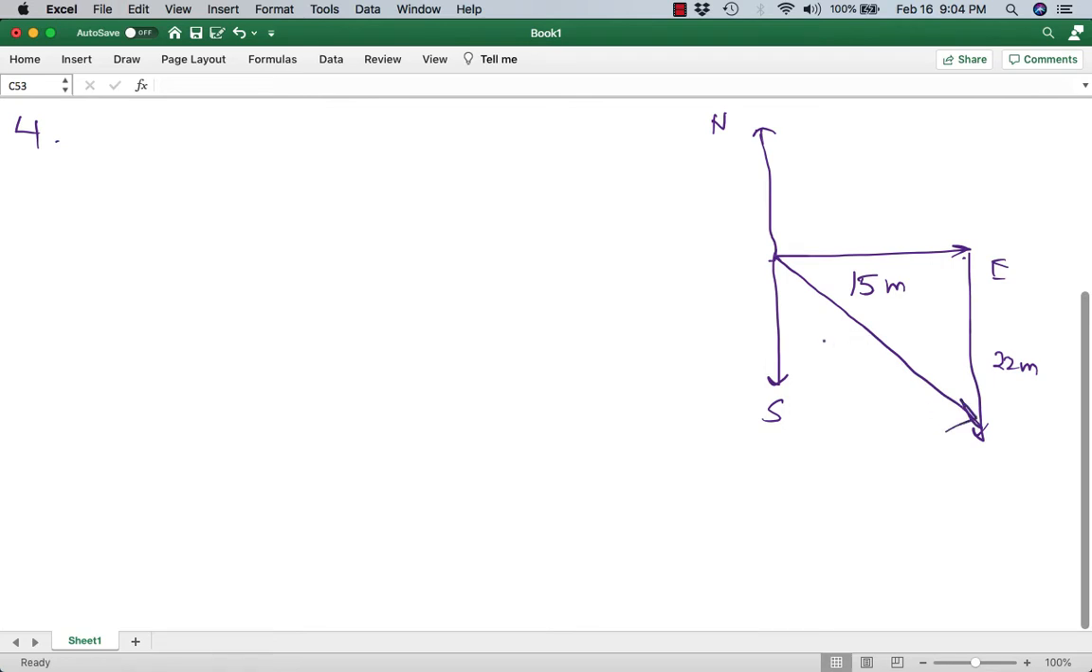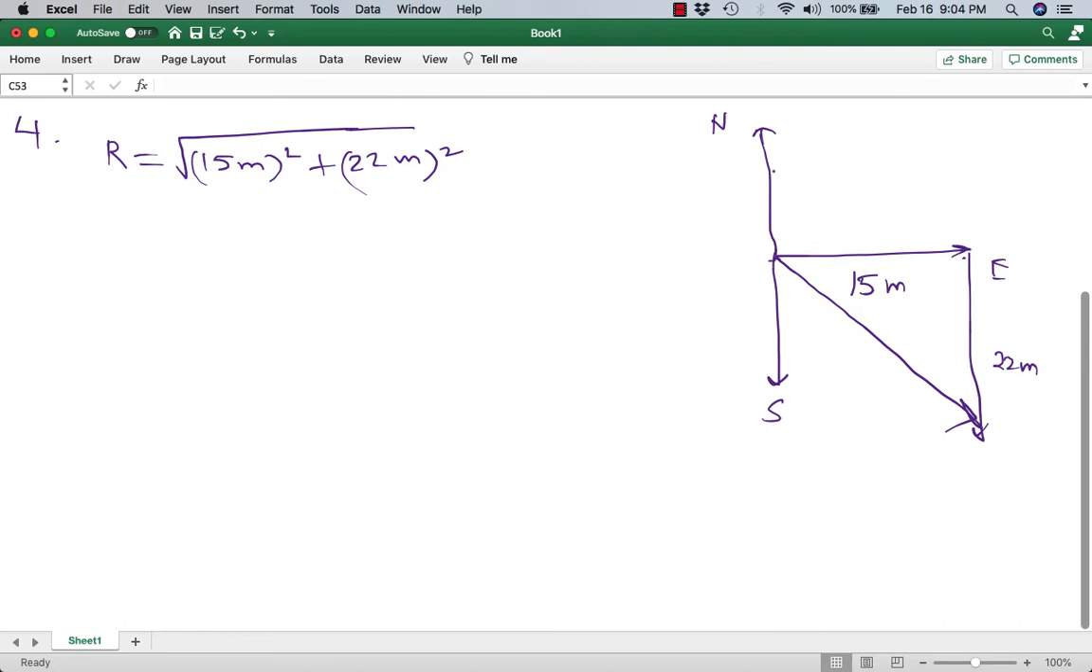Okay, so again, like I said before, when the two vectors are perpendicular to each other, we can use the Pythagorean theorem to find the resultant. So our resultant would be the square root of 15 meters squared plus 22 meters squared. Okay, that gives us the resultant. That tells us how far you would be from your starting point.